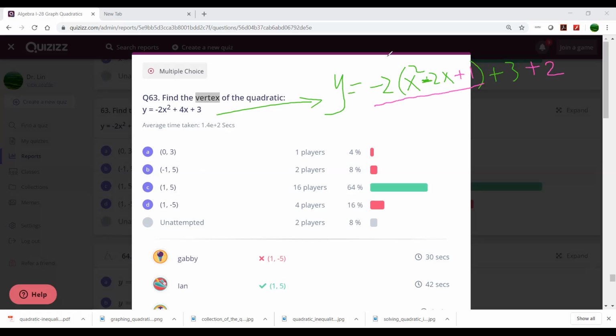So this will be changed into (x+1) squared +4. So it's -1, +5. No, sorry, here -1. Sorry, I also sometimes make mistakes as well. So this is +1, +5. So this one is correct, right? It will be easy, okay?